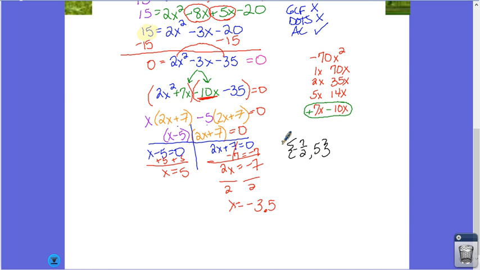No way. So instead of writing our answers this way, we actually have to reject an answer. I must reject this answer because it's negative. I cannot have a negative dimension.